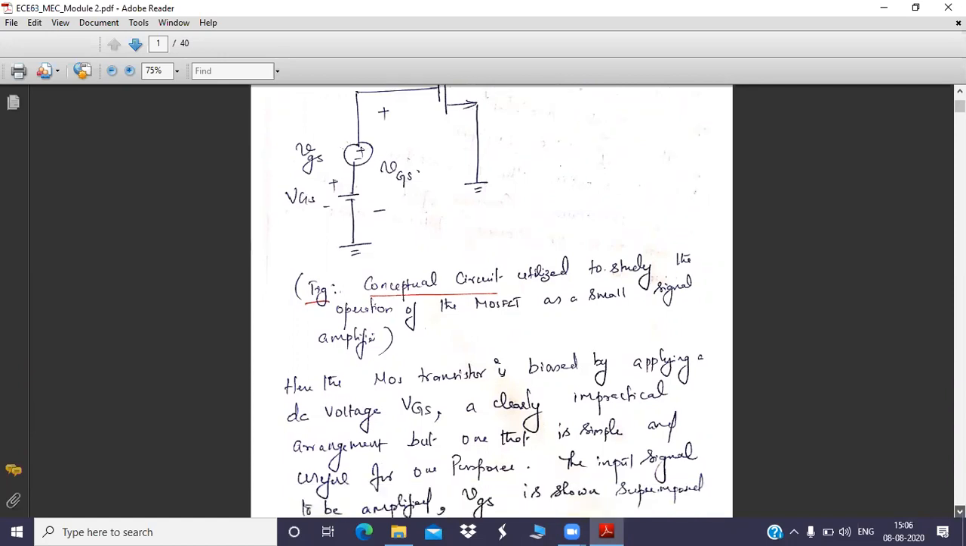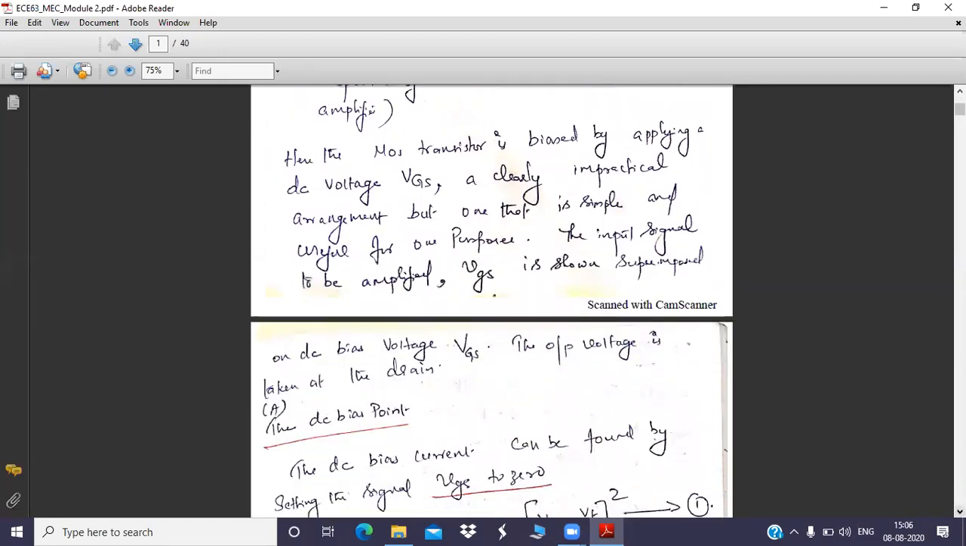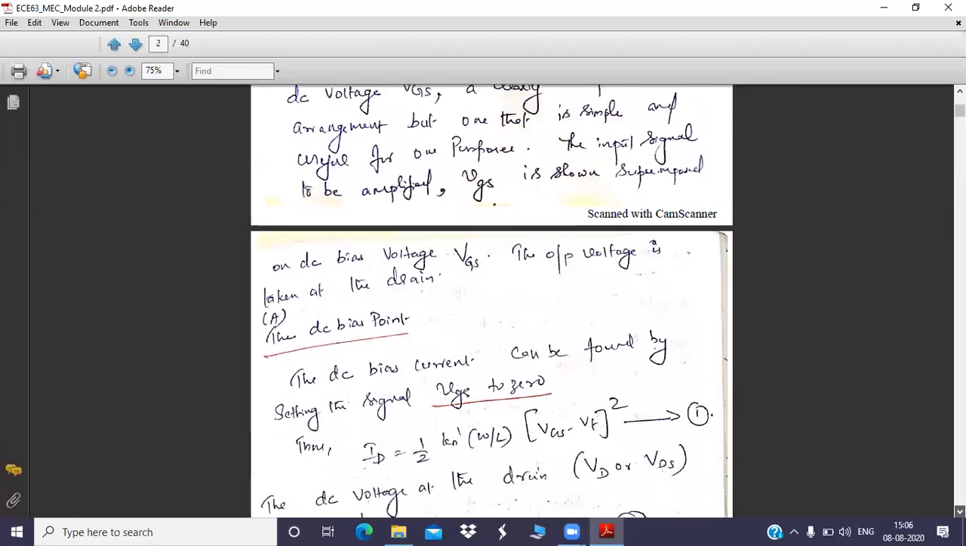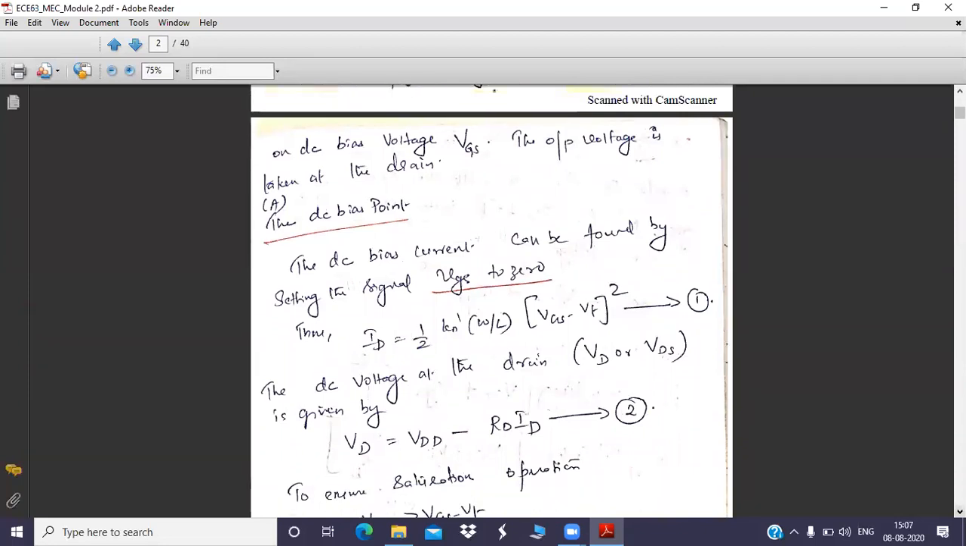So by using this circuit, we are trying to analyze the small signal operation of the MOSFET. In that, first we will be analyzing the DC bias point. In this particular topic itself, we are going to have so many subtopics. The first subtopic is the DC bias point, otherwise known as the Q point, which we studied in the earlier module.